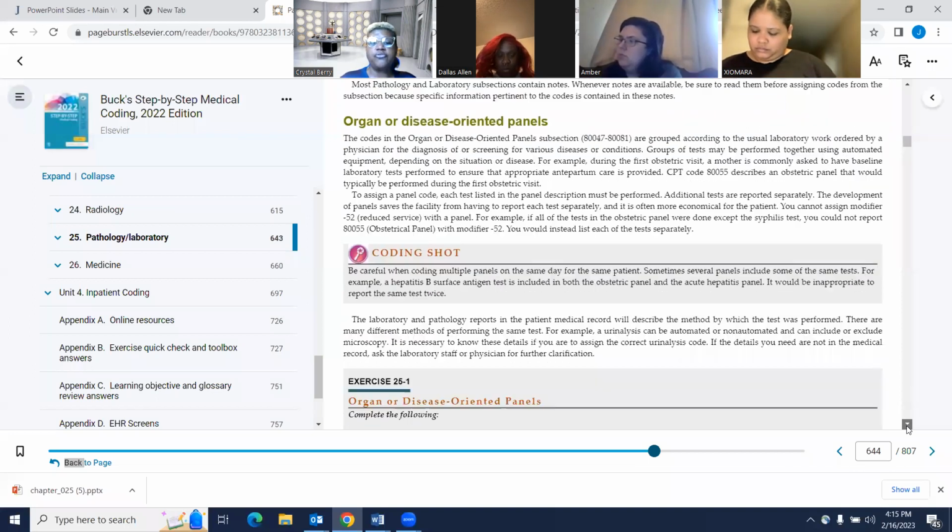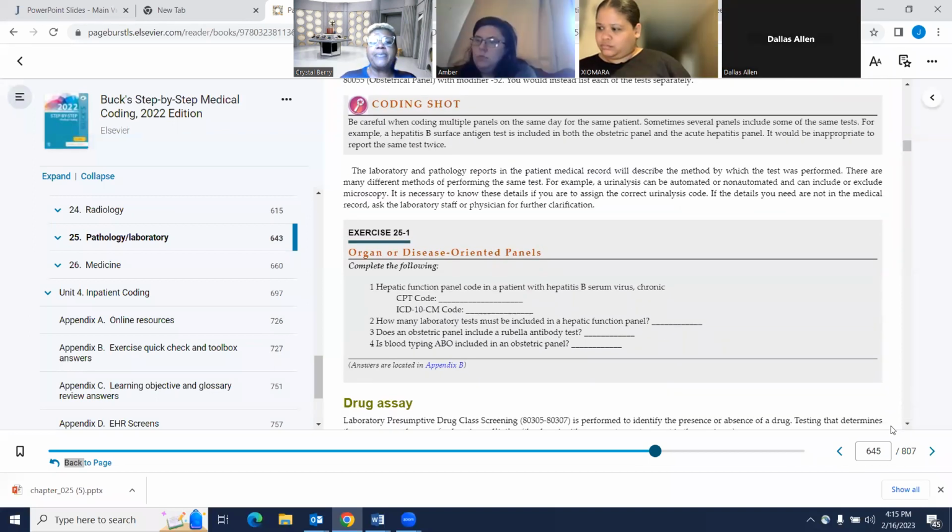And here is the question right here again. Hepatic function panel code in a patient with hepatitis B serum virus, chronic. What is the CPT code? And I need the page number that you would find it on.